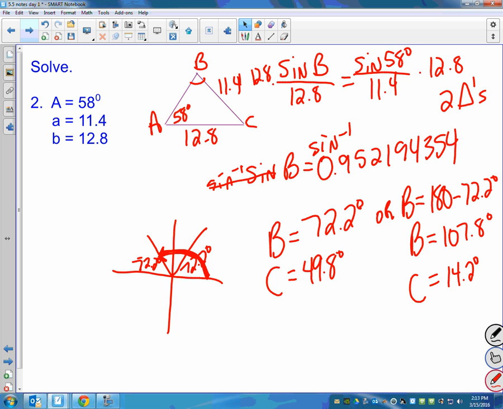And then what else do I still have to find? You have to find side C for both of these, which is just doing law of sines again. You're just going to set up your proportion with 49.8 degrees. You're going to set it up with 14.2 degrees, and that same information up there, and you're going to find two more answers there. We're running out of time, so I'm going to stop. Okay? That's the longest one. When there's no triangle, it's much shorter because you get that it's bigger than one and you get to stop.